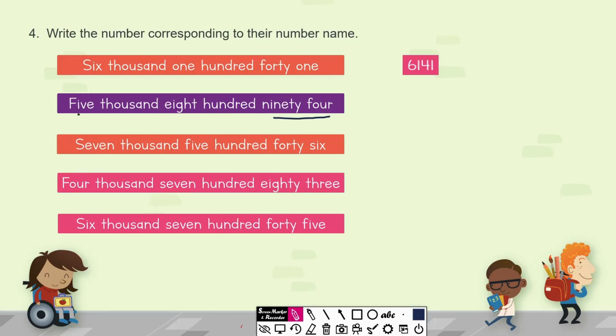5,894. So, how will we write it? What number is at thousands place? It is 5. So, 5000. What is at hundreds place? 800. And 94. How will we write 94? 9 and 4. This is the correct answer. Let's check the answer. It is 5,894. Let's do the next one.